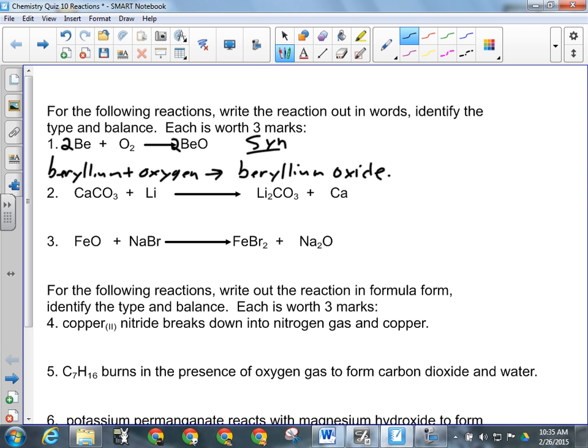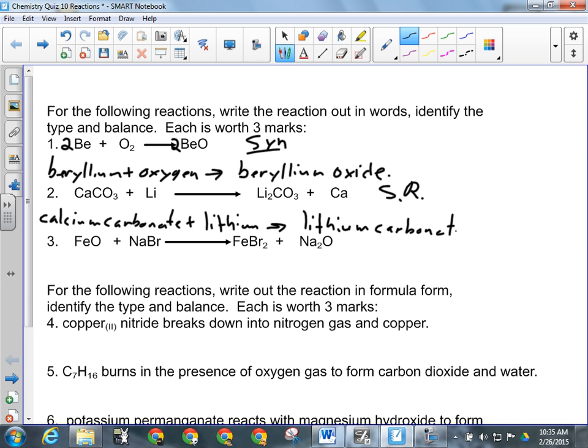Next one. I've got an ionic compound reacting with an element, producing a different ionic compound and a different element. That is a single replacement reaction, 1 mark for that. Next, got to write it out in words. This stuff is calcium carbonate. It's reacting with lithium. That is producing lithium carbonate and calcium. Whoa, got dyslexic there. Calcium.